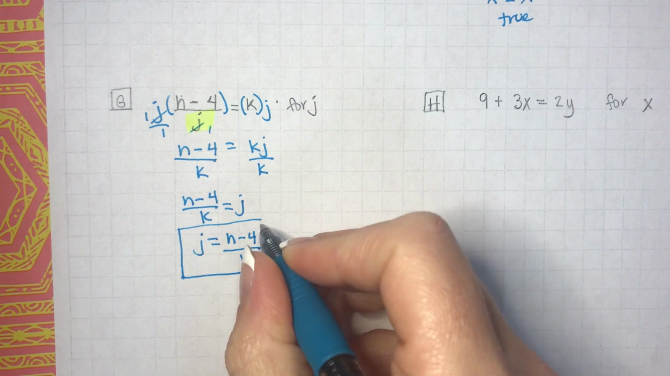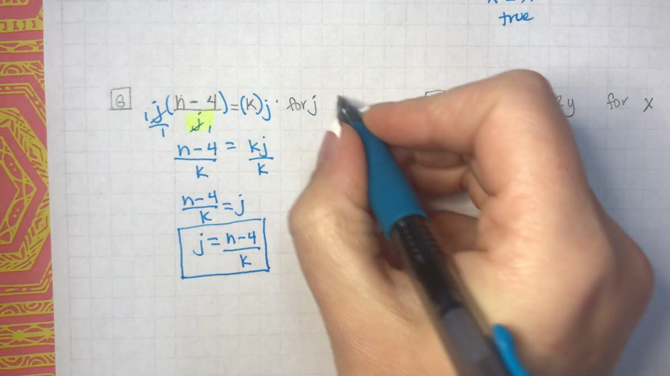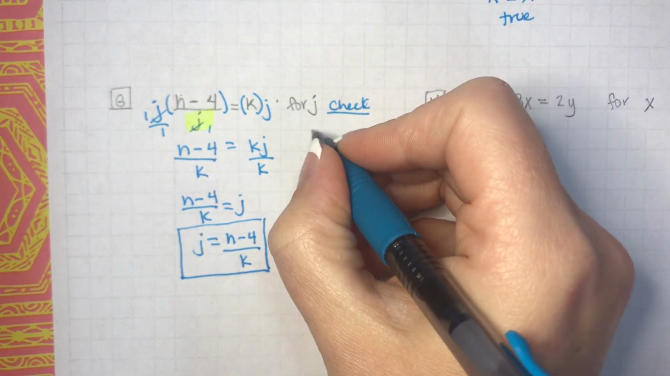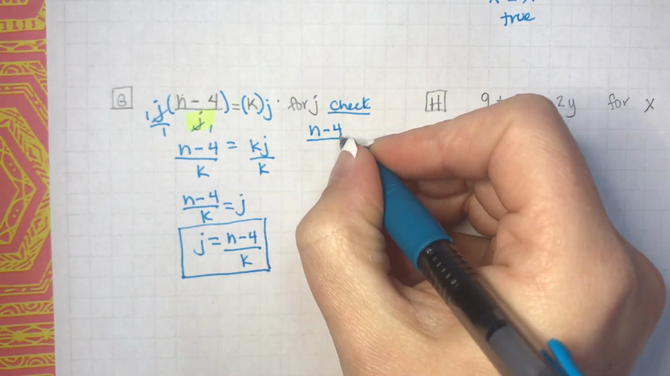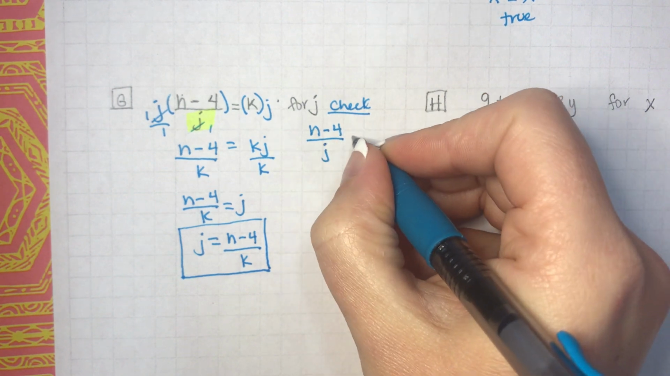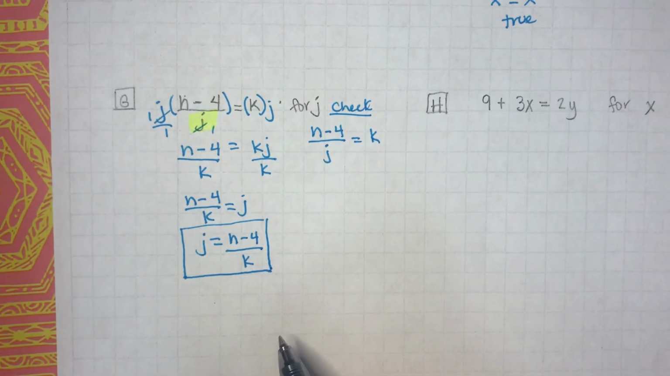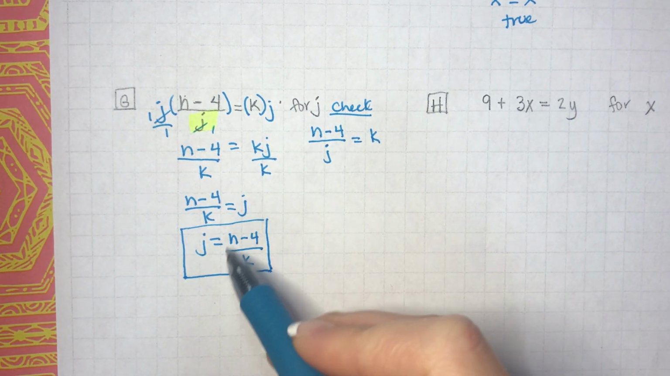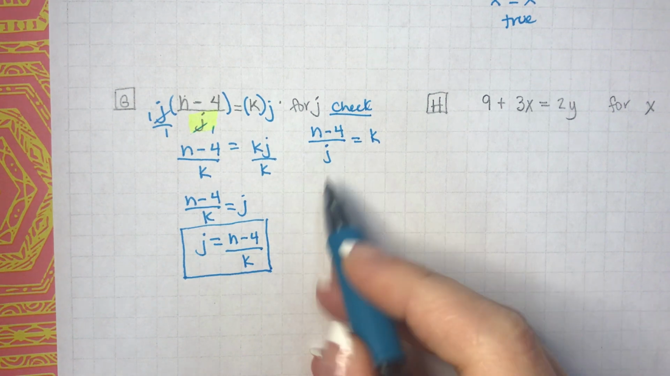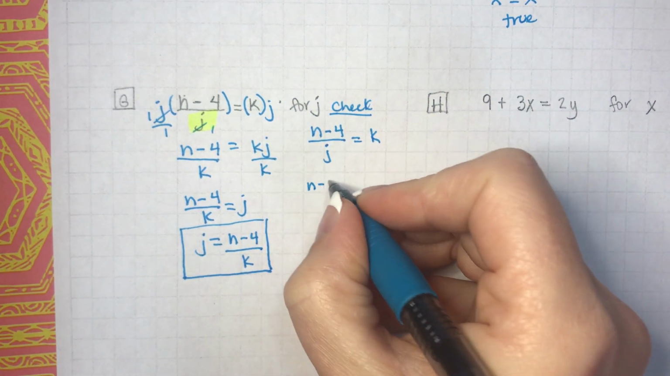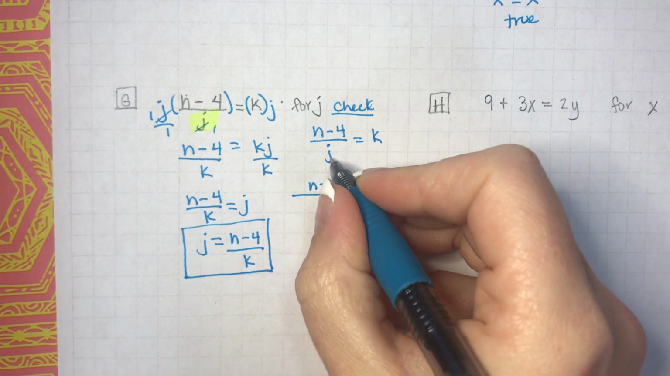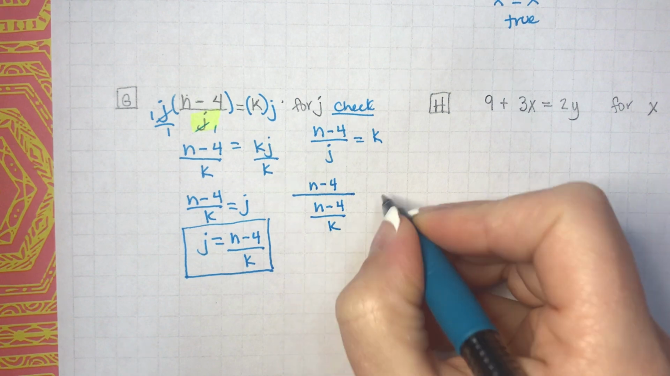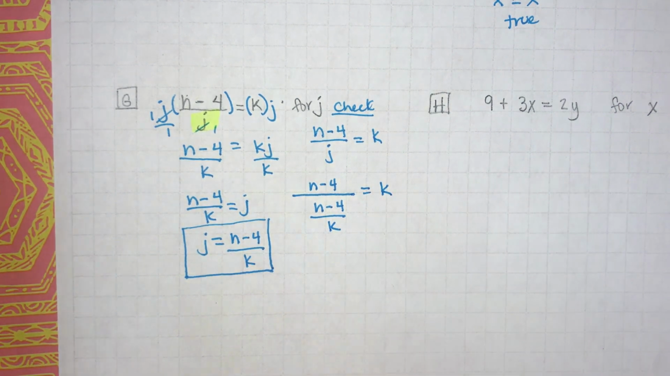That is our answer. But we are not done. We're going to check it. So let's go ahead and check. We're going to rewrite that original equation. N minus 4 all over J equals K. All right. Now, instead of writing J, we're going to substitute what J equals in there. So I'm rewriting the top, N minus 4 all over what J equals, and J equals this. N minus 4 divided by K equals K.